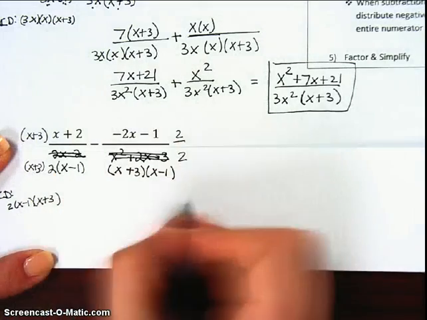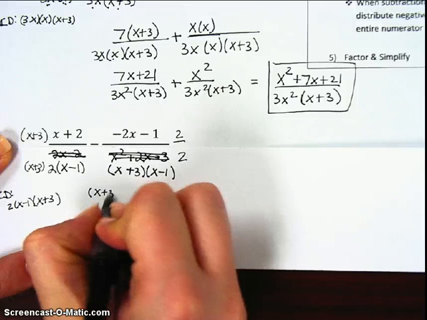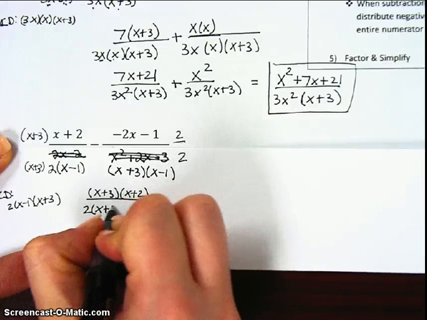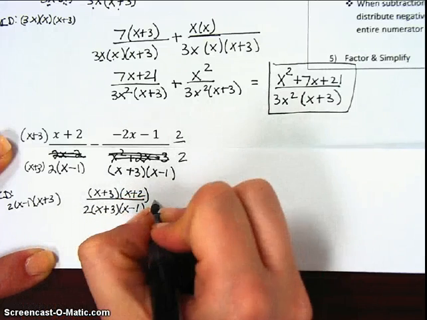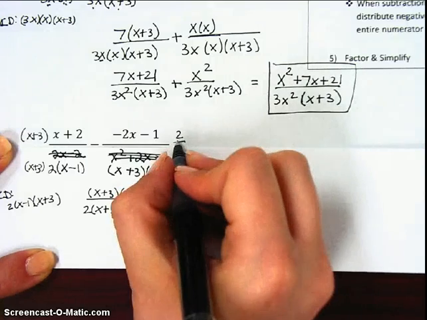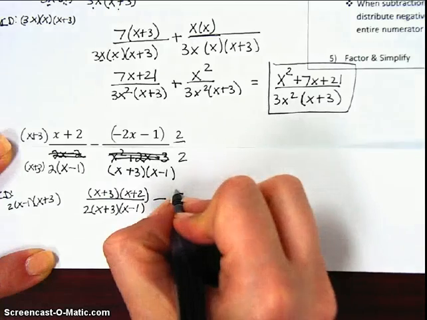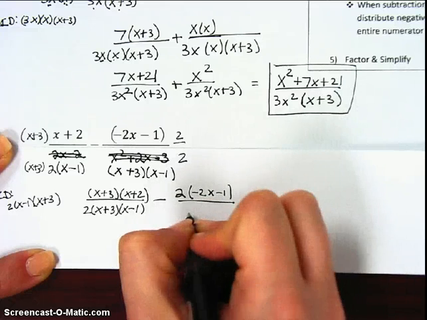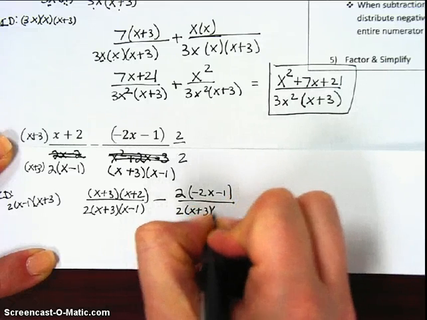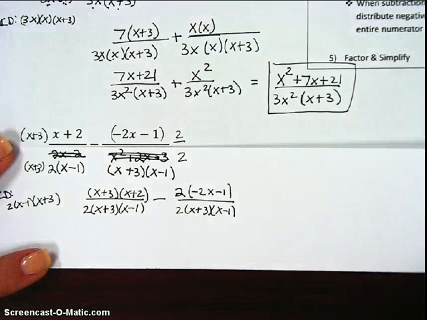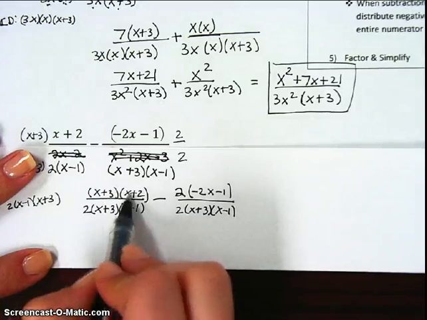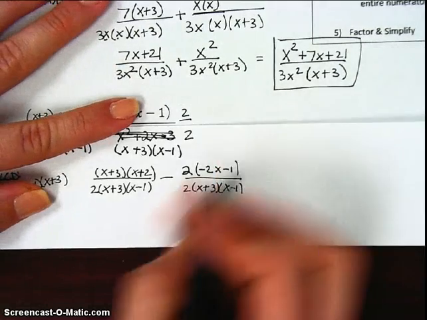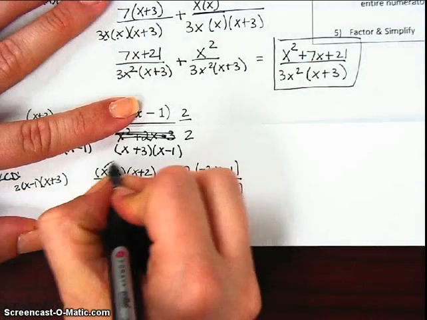So we go through and rewrite this a little bit nicer. We've got x plus 3, x plus 2 over 2, x plus 3, x minus 1, minus, we've got this 2 times all of that, so I'm going to rewrite it with the 2 in front, 2 times negative 2x minus 1 over 2, x plus 3, x minus 1. Okay, so now we need to double distribute and distribute over here. So as we go through and do this, you've got to be very careful to watch your signs. Remember, it's going to all work out to be beautiful in the end.